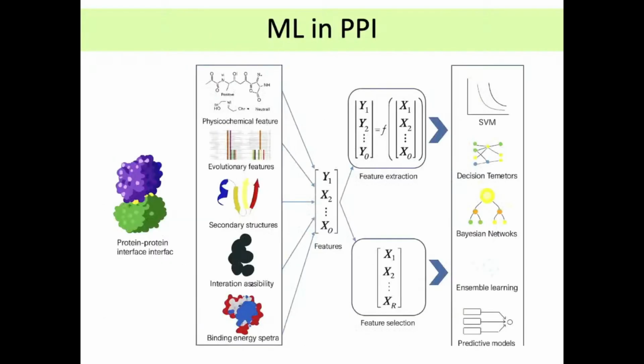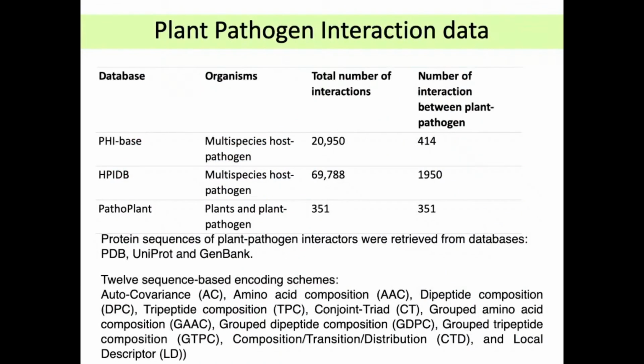So for protein-protein interaction, we can extract basically the physicochemical features, evolutionary features, and secondary structures, and these features can be further fed to the machine learning model to train the model and give predictions for unknown data. For our study, we have taken the plant pathogen interaction data from these three databases, PHI-base, HPIDB, and PathoPlant. They have various protein-protein interaction data.